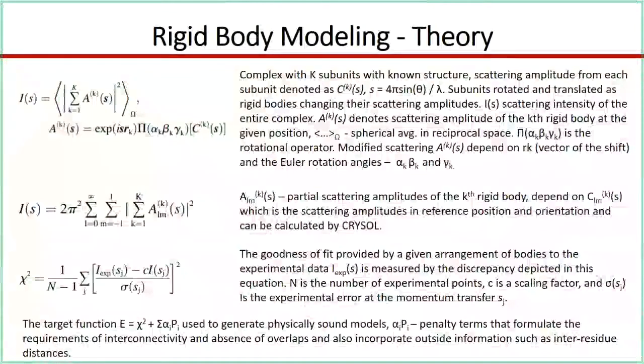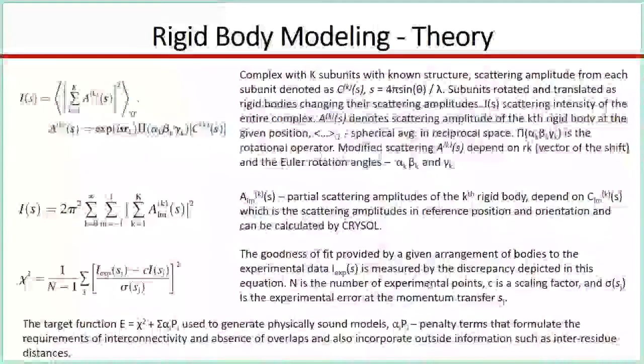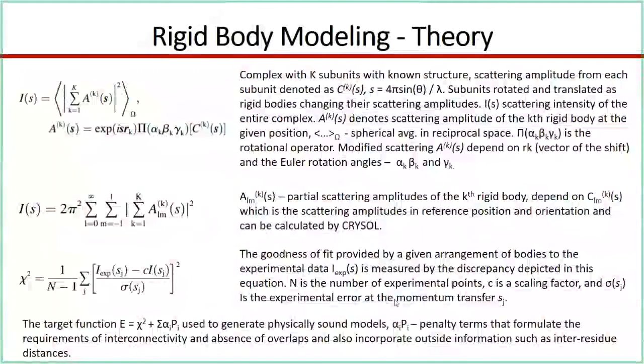Now, how do you calculate how well these are fitting? What goes into the basic term for the goodness of fit is the chi-square, which is represented by this equation here, where n is the number of experimental points, c is the scaling factor, and sigma_j is the experimental error at each given momentum transfer, each given q.